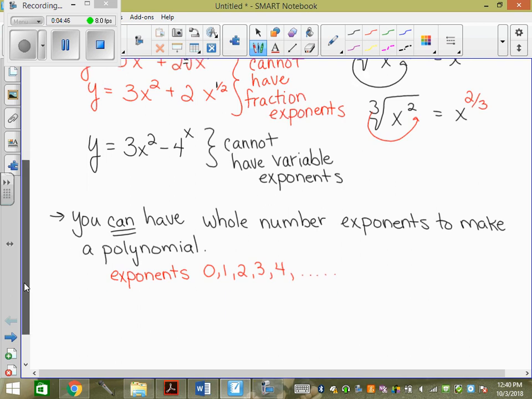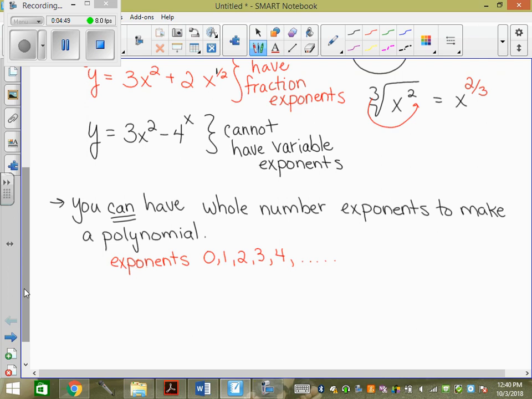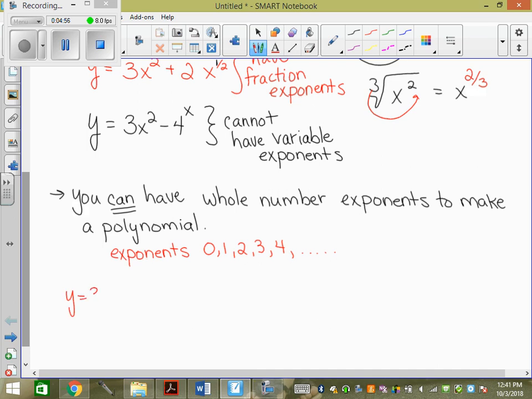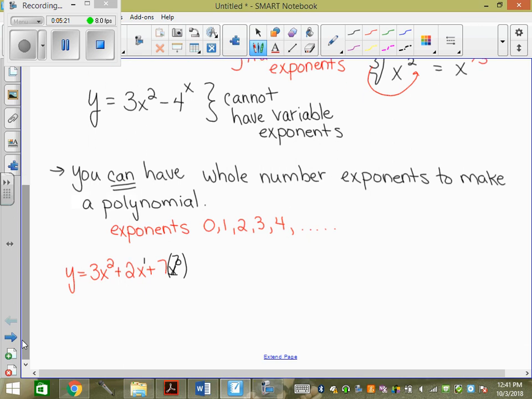Now some people will say, well, x to the 0, we never see that. X to the 0 is a constant number. So if you had y equals 3x squared plus 2x plus 7, remember I told you have to make sure you can count down? So you'd go 2, 1. What is this one actually? X to the 0. Because x to the 0 is just what? What's anything to the power of 0? 1. So that's why we don't write it. But it is x to the 0 because you'd multiply by 1. Right? So some people don't think this is a polynomial.